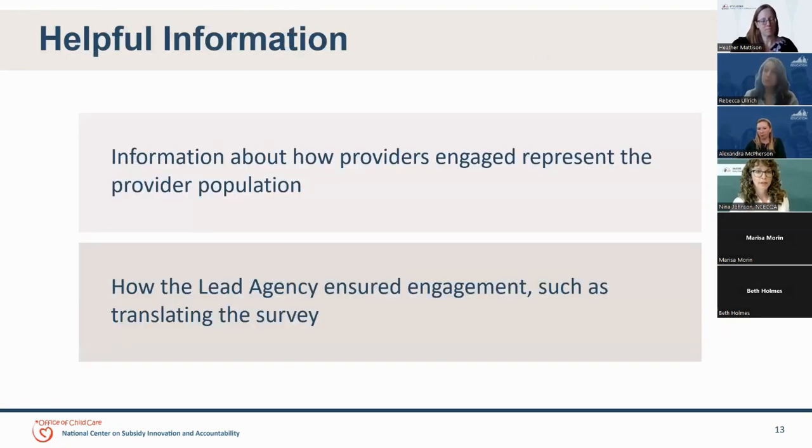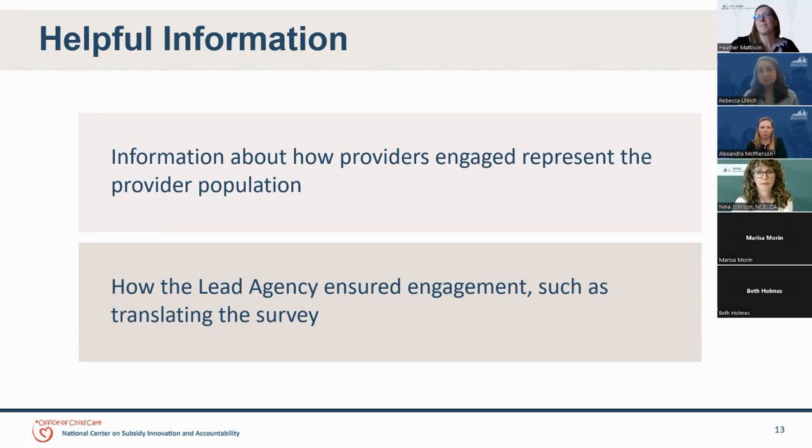So there's some additional information regarding engagement that's helpful to include in your report. First, describing how the providers you engaged represent the population of providers can help providers reading the report understand who you engaged and how or whether those providers might understand their needs. So they really want to see themselves represented in your work.